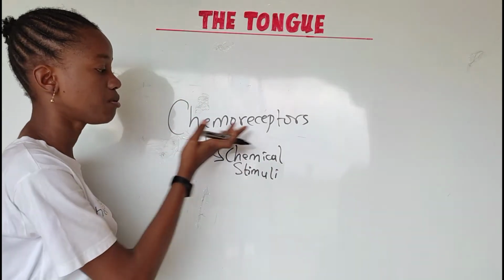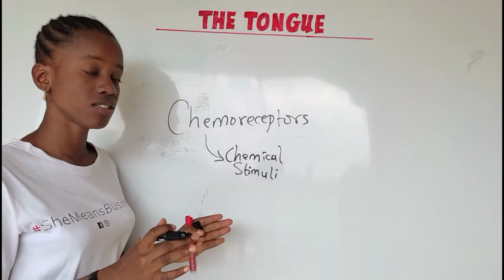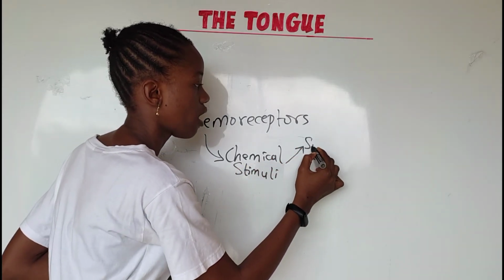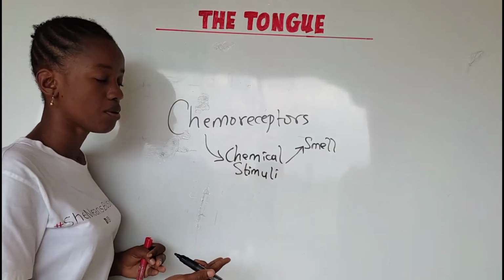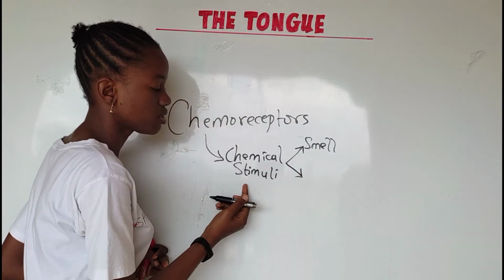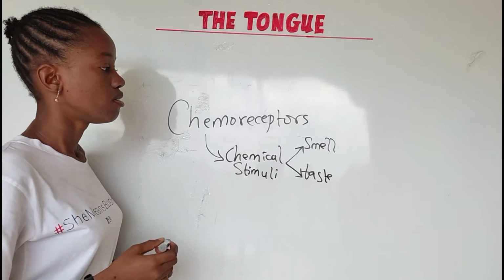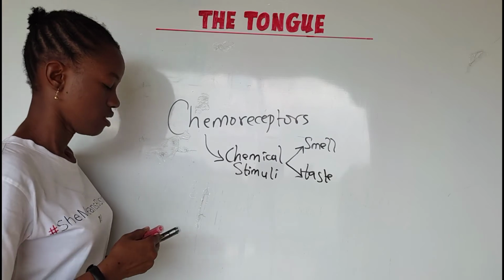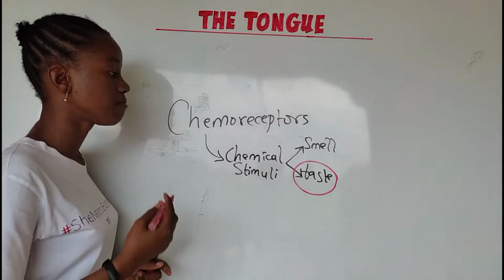Chemoreceptors are used to detect chemical stimuli like what? Now we are looking at this in general. There are some chemoreceptors used to detect the chemical stimuli of smell. This type of chemoreceptors are present in the nose, whilst some can be used to detect the chemical stimuli of taste, present in the tongue. And this is what we'll be considering in this lesson since we are looking at the organ for taste.